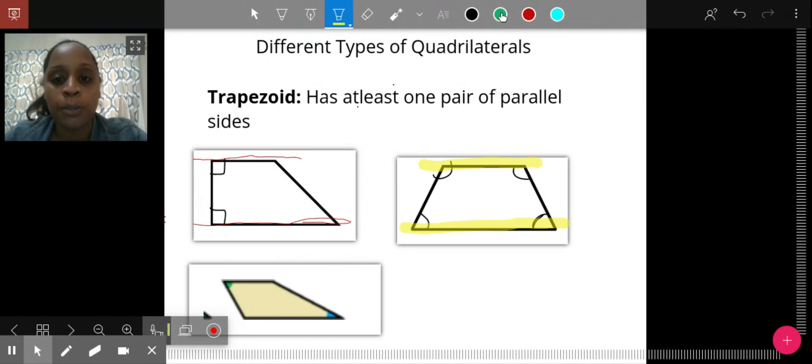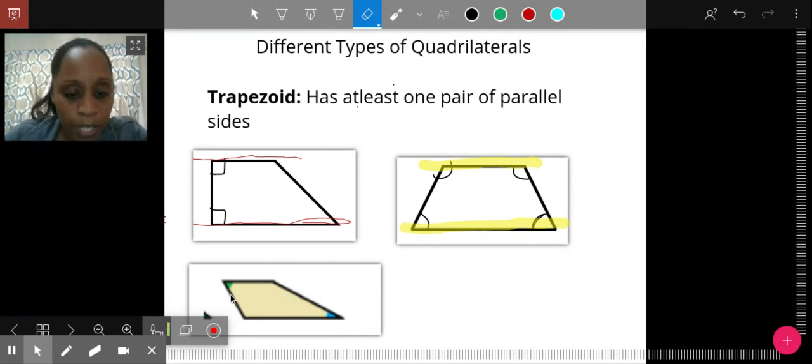So let me show you what I'm talking about. If I extended this side line here and this side line here, you would see that they would actually meet. So therefore, this particular trapezoid has only one pair. And remember, in order to be classified as a trapezoid, you only need one pair of parallel sides.